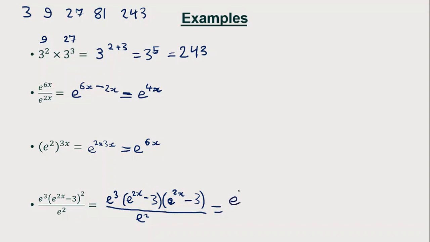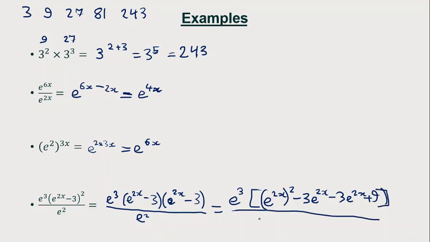So leaving e to the power of 3 on its own for now, when we expand the brackets we have e to the power of 2x multiplied with itself. So you will have e to the power of 2x all to the power of 2, then minus 3 multiplied with e to the power of 2x gives you minus 3e to the power of 2x. Then the other minus 3 multiplies with e to the 2x, give you another minus 3e to the 2x, and then minus 3 times minus 3 gives you plus 9. All of this is of course still divided by e to the power of 2 that we have in there.